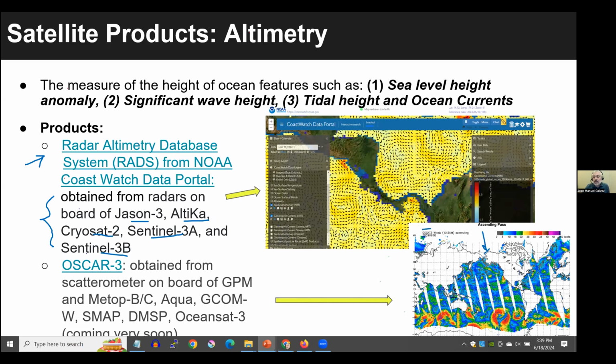In this case, you can see that we have problems with the passes. These white areas are problems with the passes. So the more polar satellites that you use to derive your fields, the more you're going to decrease this problem with the passes.